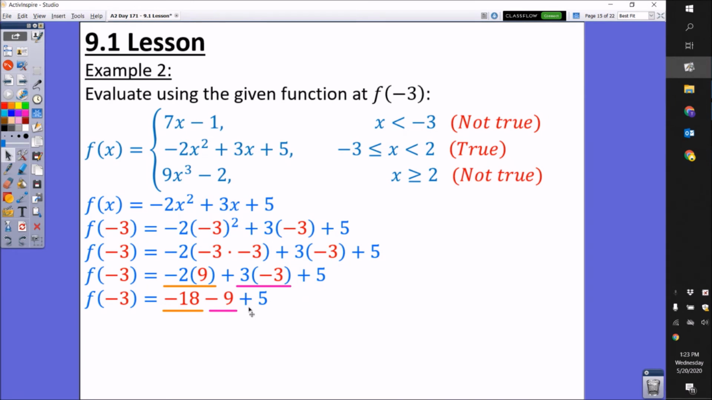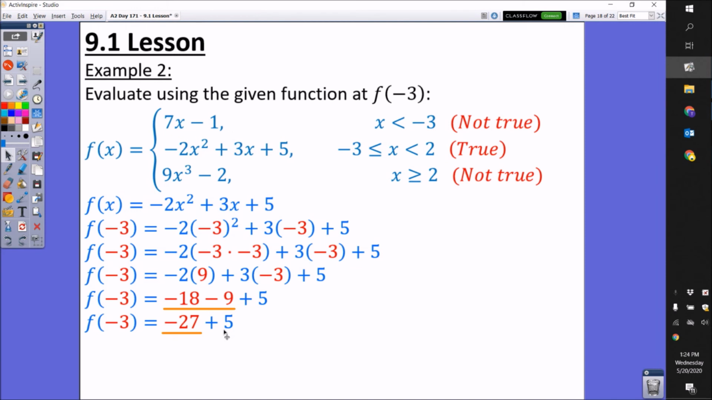So I just finished my multiply divide part. There's no more of those operations. So the next part is add or subtract from left to right. So I'm going to start from the left side. So here we're going to focus on the first two numbers. We're going to do it one step at a time. So I'm going to focus on -18 minus 9. So -18 minus 9, that's going to become a -27. So that's what we have here. And then of course I bring down my plus 5.